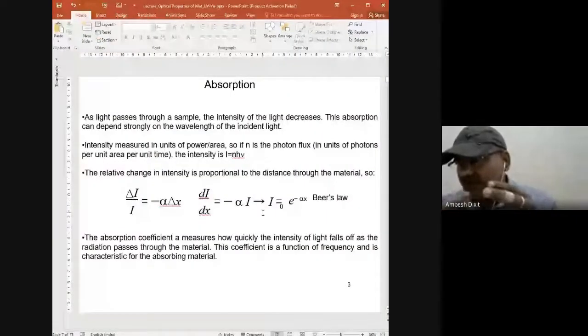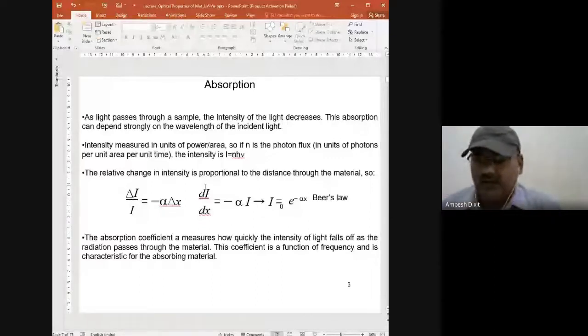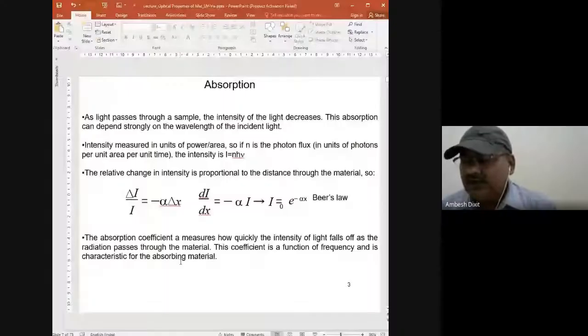So dI over dx, you can integrate it, and you get a very simple result that you are already aware of: I is equal to I naught e to the power minus alpha x. The absorption coefficient tells you whether the intensity will fall very slowly or very fast, depending upon the material's relation with respect to the incident light. This is a function of frequency or wavelength and is a characteristic of a particular material.